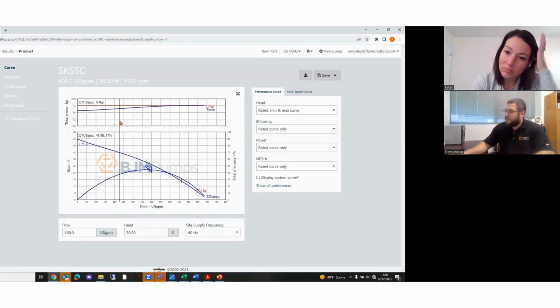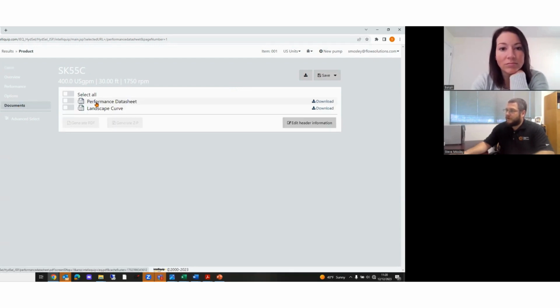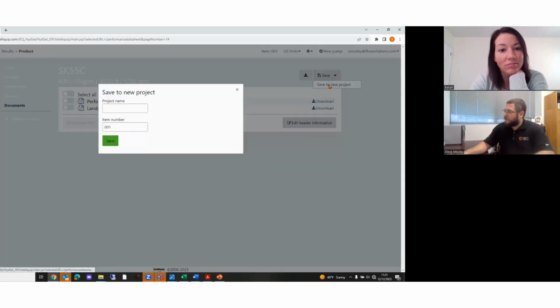And then once we've entered the selection, we can review the various documents available and print out a PDF of the datasheet and performance curve. We can also save our project to the system. So we're going to save this as hospital wastewater. If I can spell it.